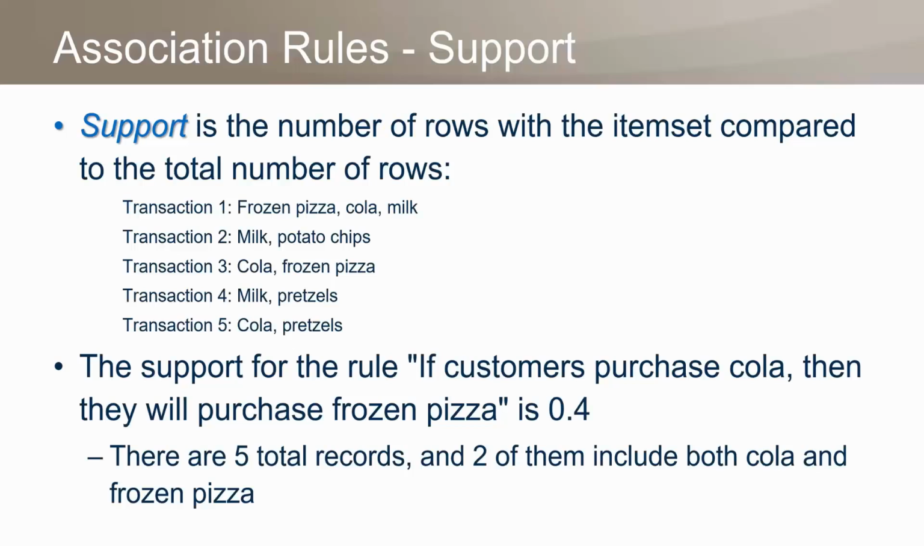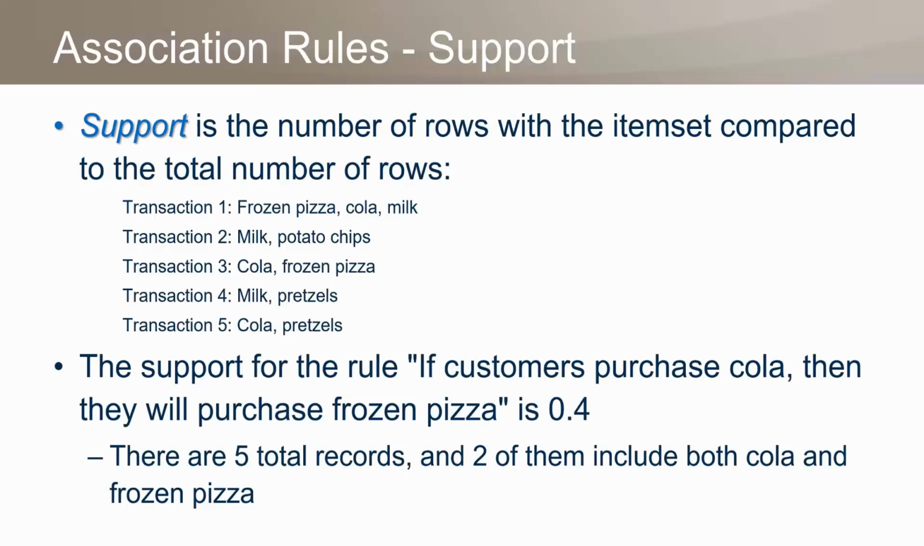But we want to talk about rules, and we try to express rules as an if-then sentence. So if condition, then consequence. If customers purchase cola, then they will purchase frozen pizza. And support for this rule is 0.4. But this rule has an order. I can also change the order of items in this rule, and I can put frozen pizza in the condition. If customers purchase frozen pizza, then they will purchase cola. The support for this rule is still 0.4.